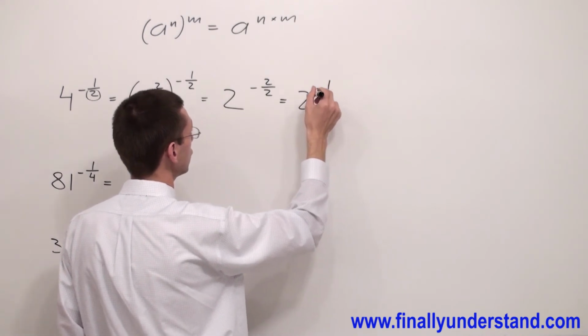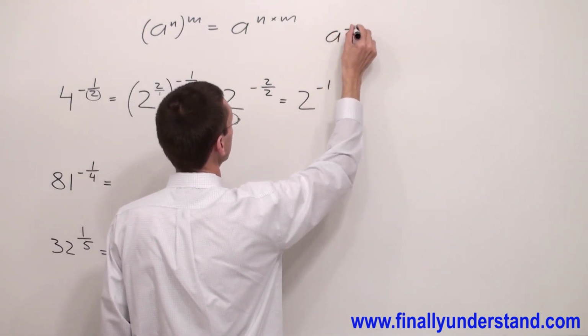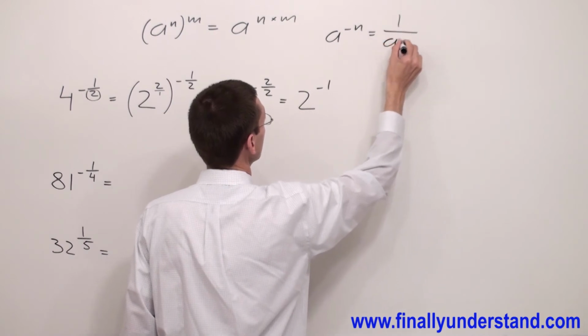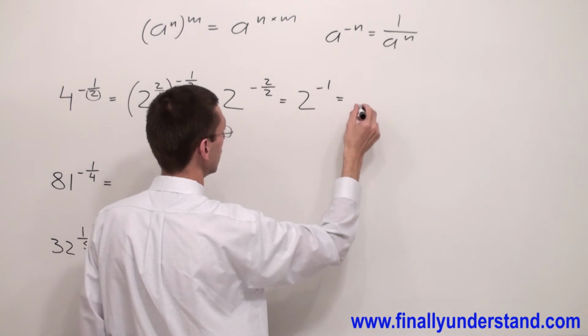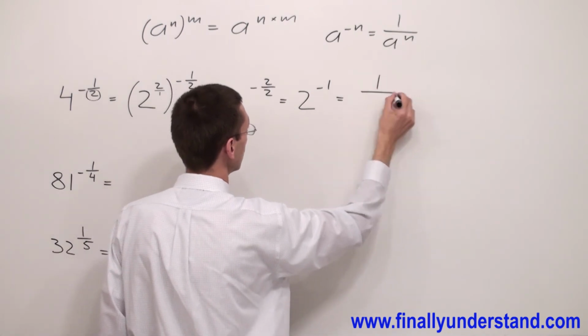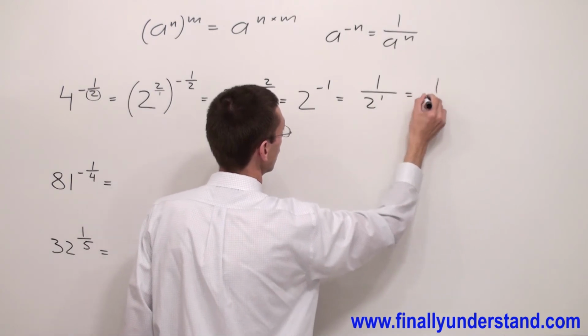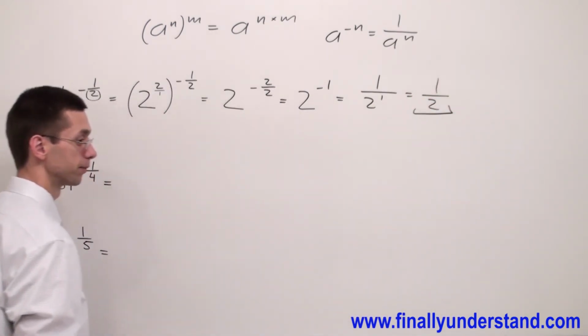Now remember, we have to use the property for negative exponent, which says a to negative n is equal to 1 over a to n. So this is going to be equal to 1 over 2 to the first power, which is equal to 1/2. This is the solution to my problem.